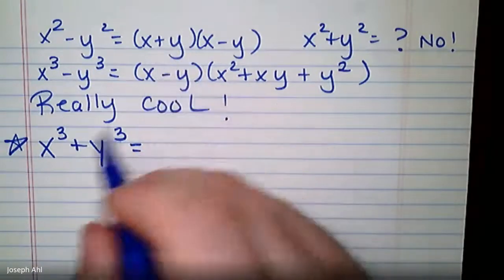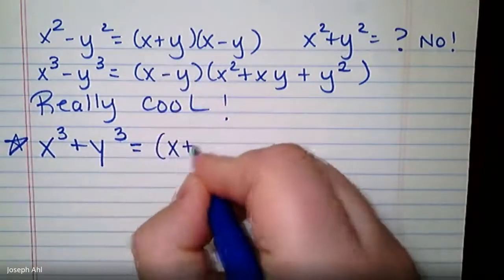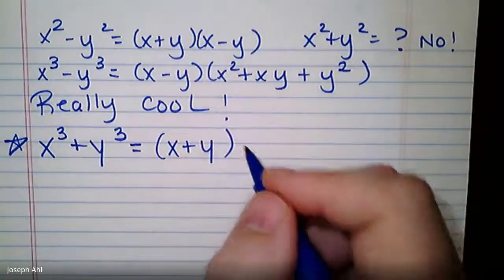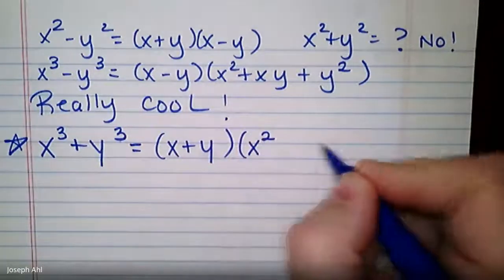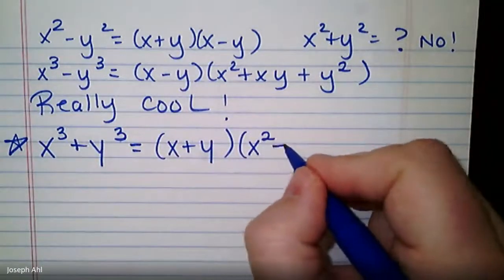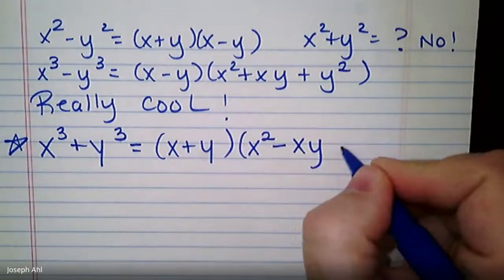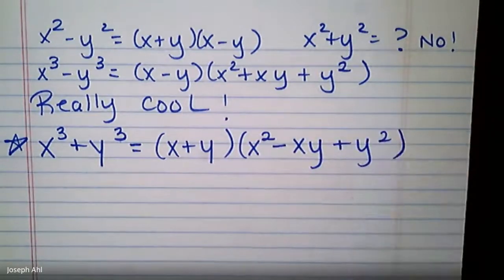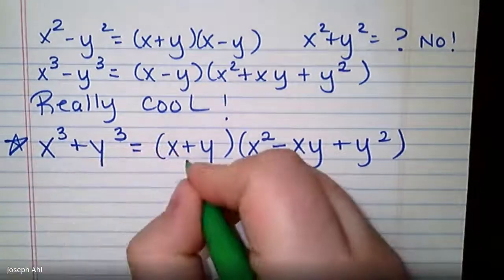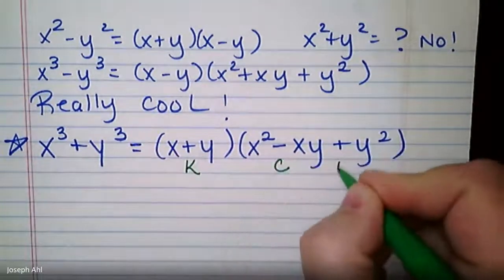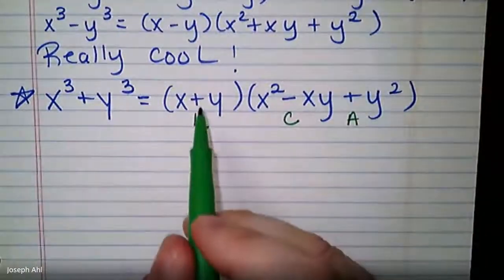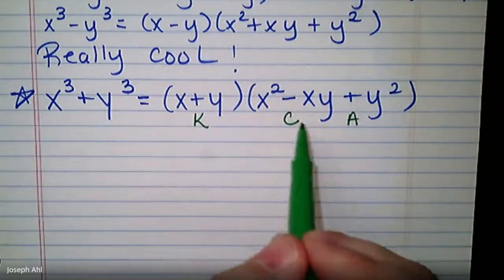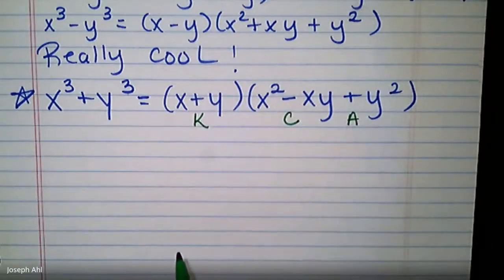The first binomial is still the cube root of each of these, but now it's x plus y, so no surprises there. And then the trinomial is still based off of this binomial. It's going to be x squared minus xy in the middle, and then plus y squared at the end. If you remember from earlier, I said we have that keep, change, add rule. So we keep the plus sign, change the middle to a negative, and then add the last term. That whole idea still holds true.